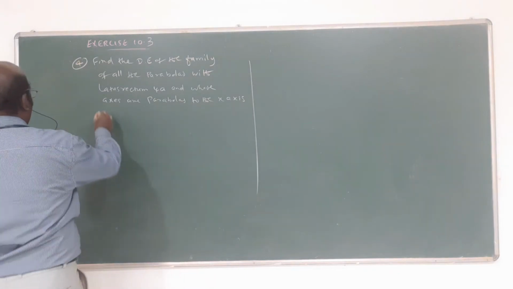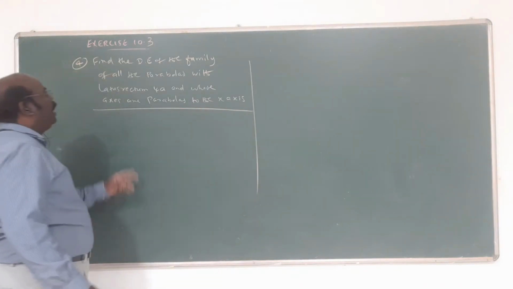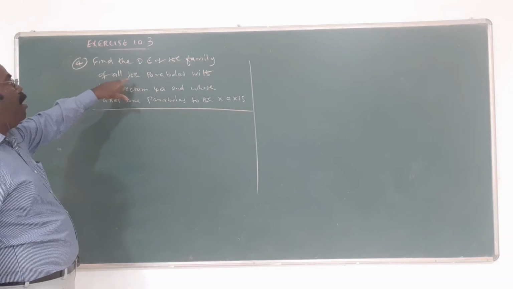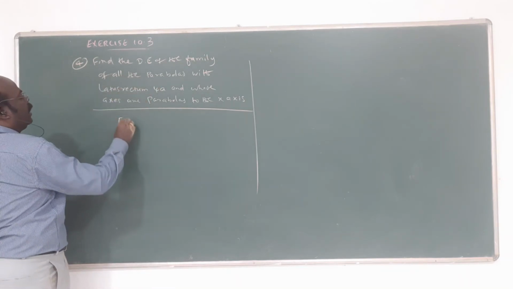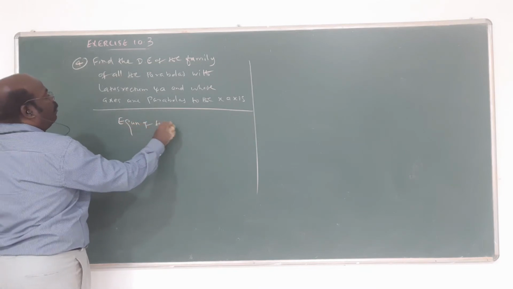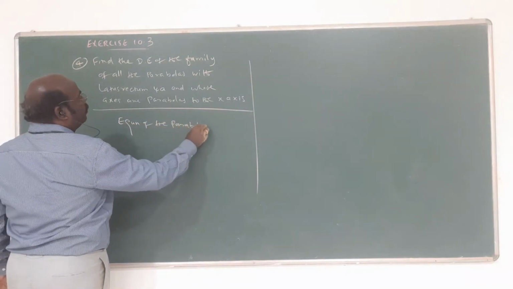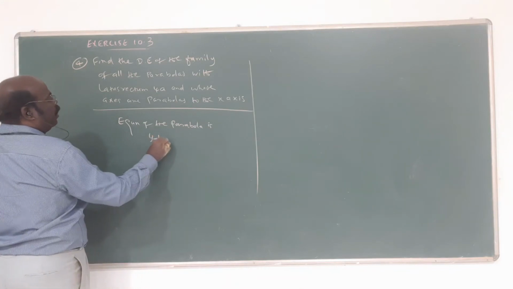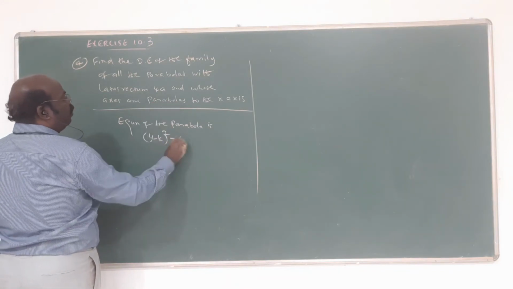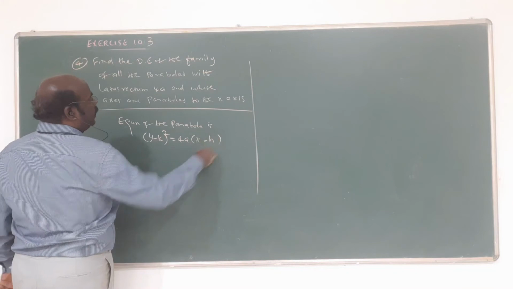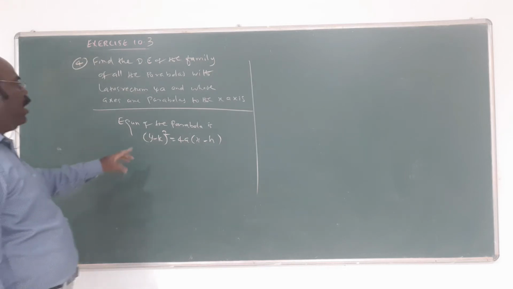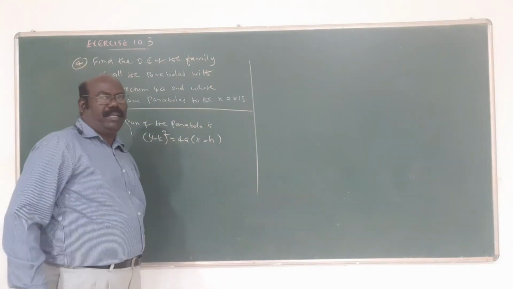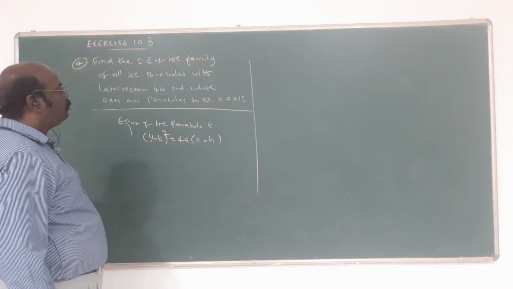Now listen here. Find the differential equation of the family of all parabolas with latus rectum of length 4a. The standard equation of the parabola is (y minus k) whole square equal to 4a into (x minus h). Am I right? This is a parabola with axis parallel to the x-axis. That's the body.